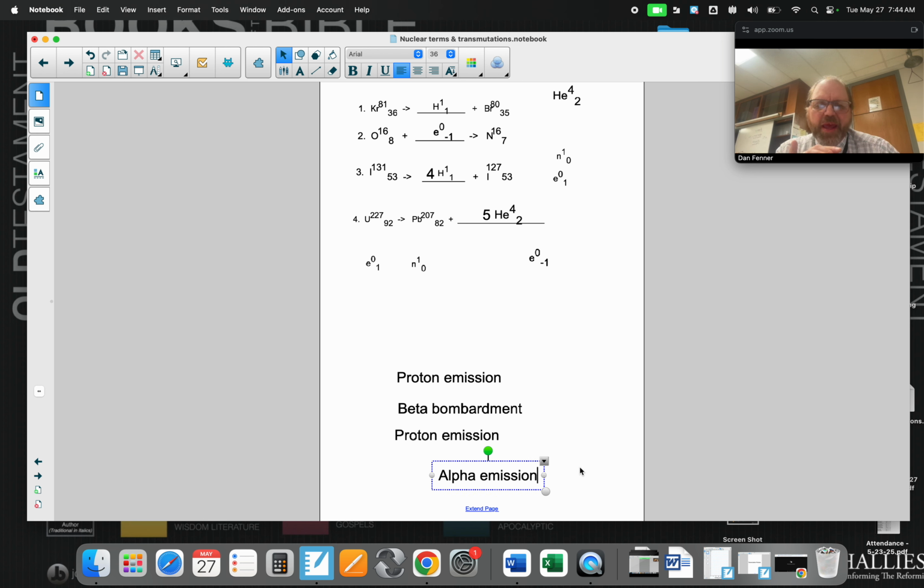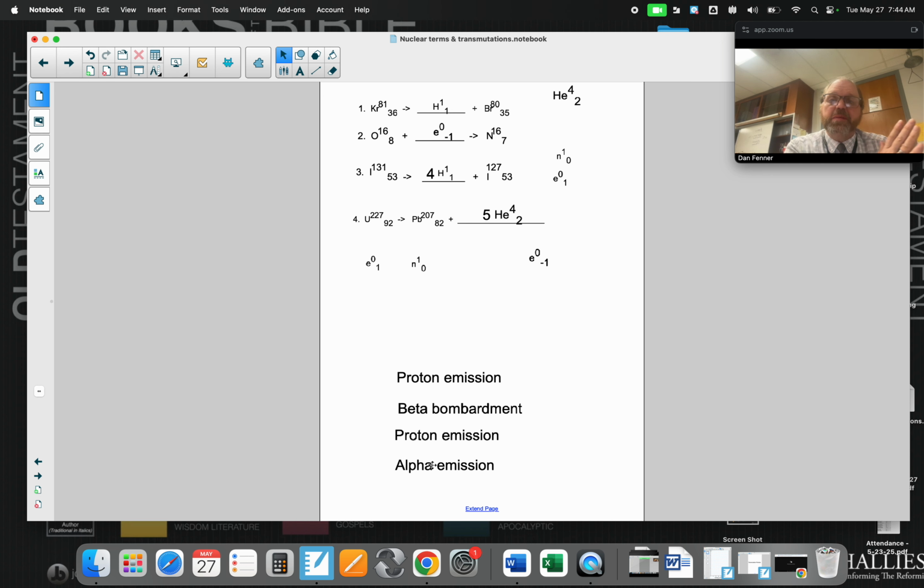So again, if it's on the reactant side, it's a bombardment. On the product side, it's an emission. We have to know those particles: alpha, beta, proton, neutron, positron. As far as particles, gamma, we don't worry about too much because it's just energy.